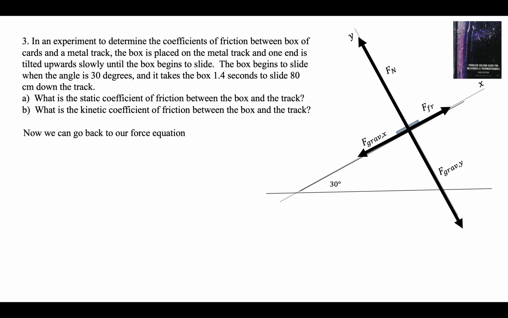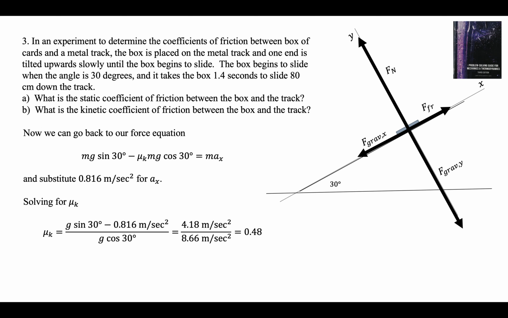Now we can go back to our force equation. There it is, and stick in 0.816 meters per second squared for a sub x. And solve for mu k. 0.48, which is less than 0.577, which of course is good news because mu kinetic is less than mu static, and that's part B. And that's Exam 2.